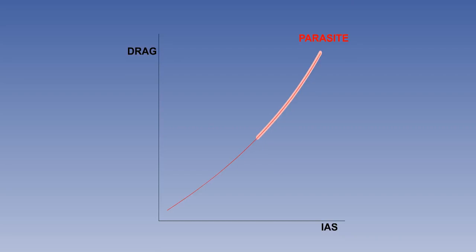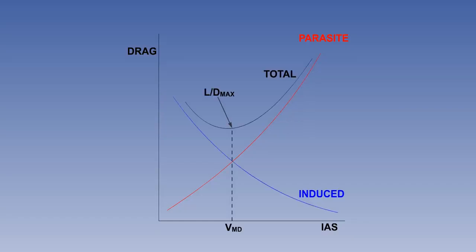This predominance of parasite drag at high speed reinforces the need for clean airframe design and good streamlining for the best high-speed performance. This consideration of variations in parasite drag leads to an examination in the next lesson of the combination of parasite and induced drag into total drag and its significant values.